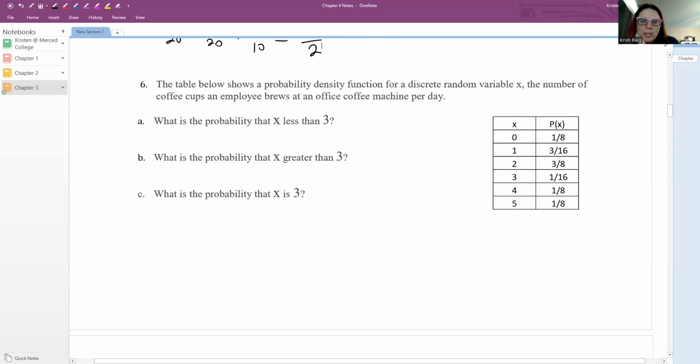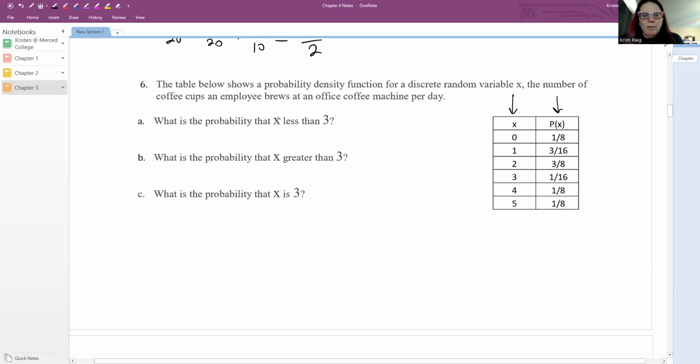Okay, last one. Hopefully you like this section. This section isn't too terrible. The last one says the table below shows the probability density function for a discrete random variable x: the number of coffee cups an employee brews per day on an office coffee machine. Okay, that's what x is talking about. 0 cups of coffee, 1 cup of coffee, 2, and so forth over here. And then we have the probability of that many cups of coffee over in the second column.